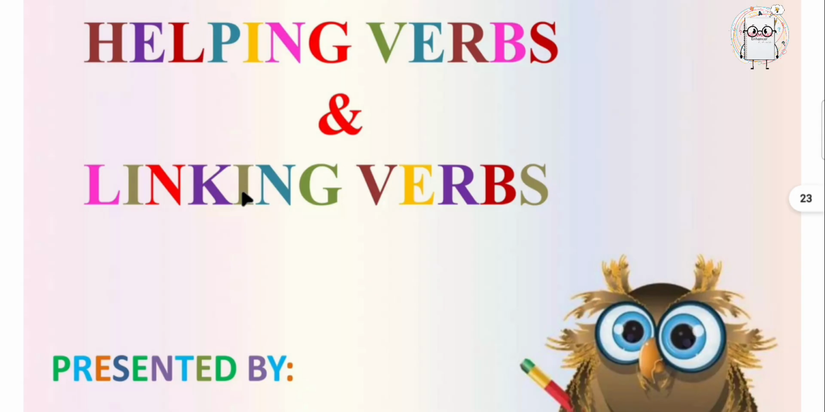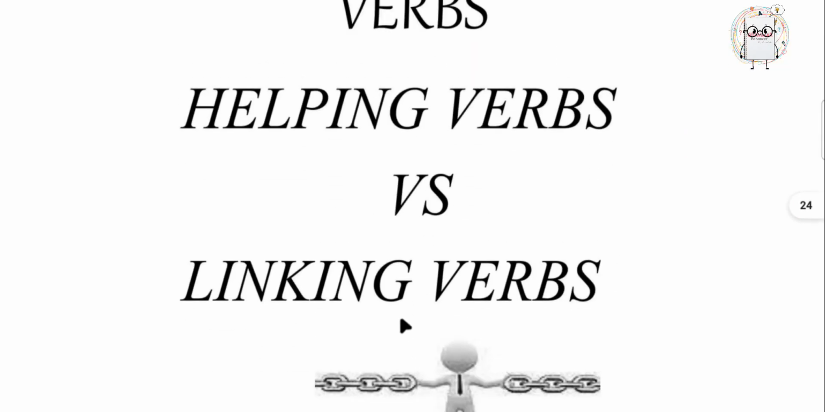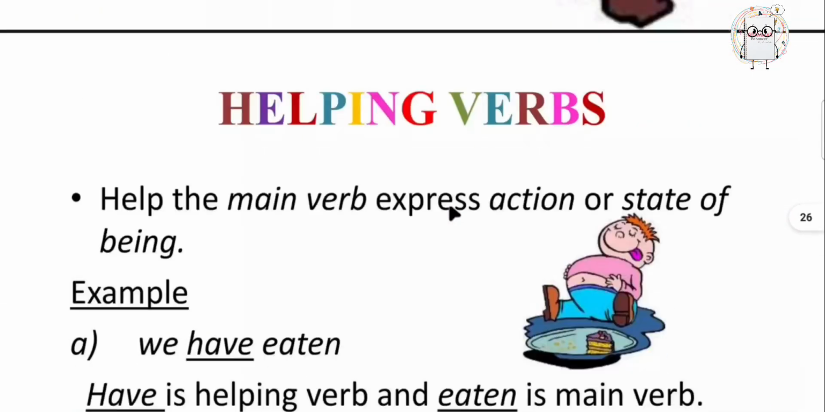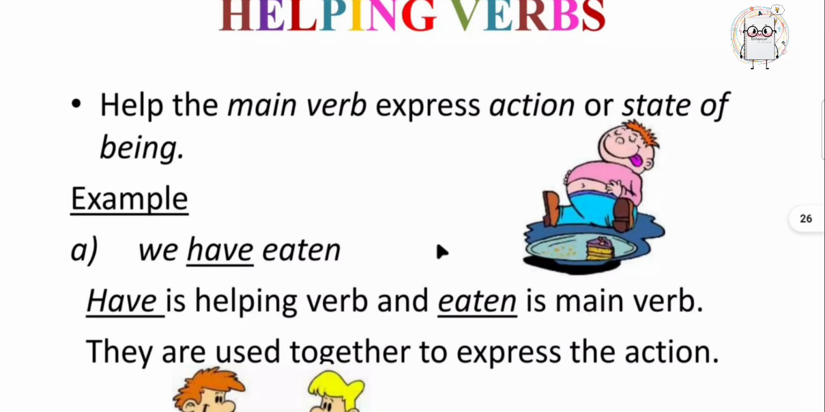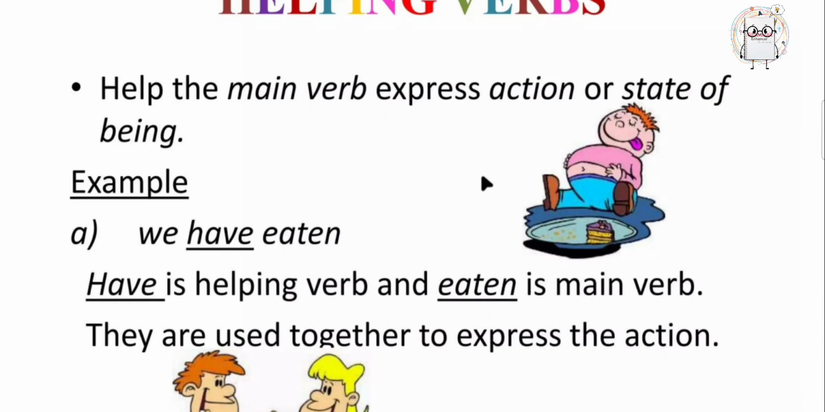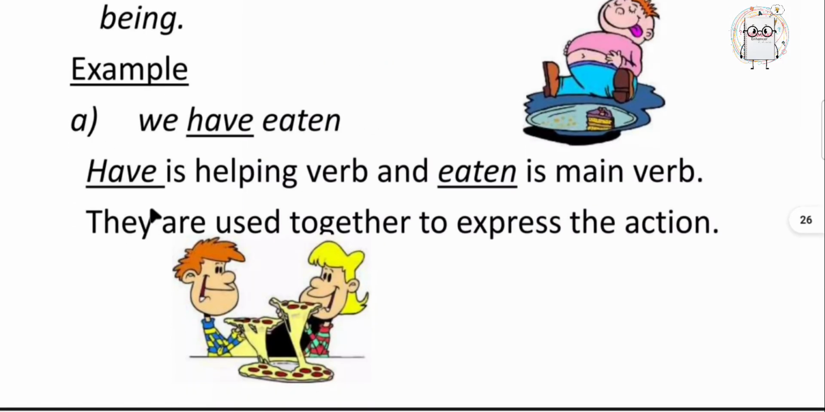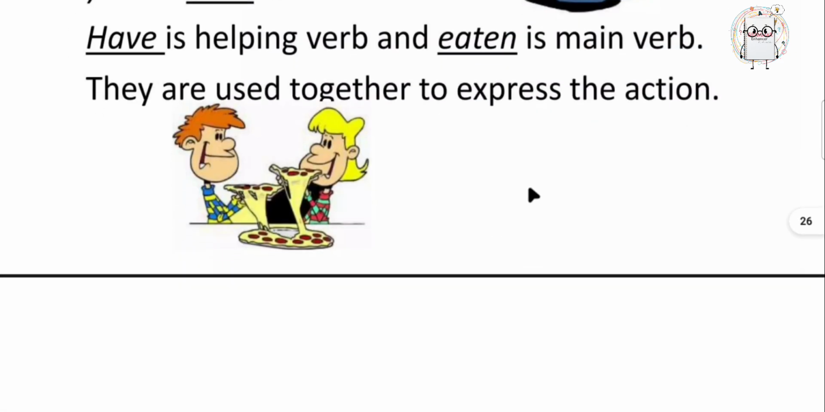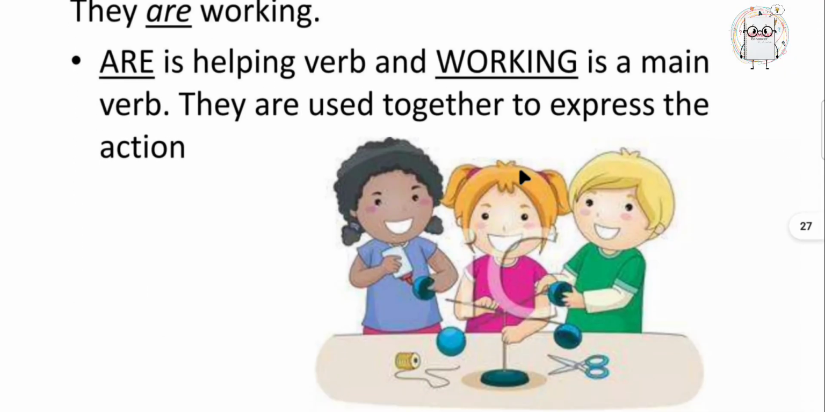Helping verbs and linking verbs. Helping verbs help the main verb and express action or a state of being. We have eaten. Have is a helping verb and eaten is a main verb. They are used together to express the action. They are working. Are is a helping verb and working is a main verb. They are used together to express the action.